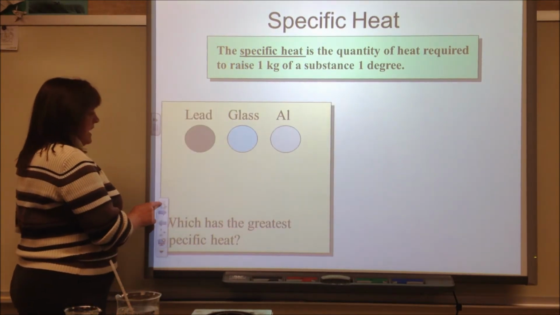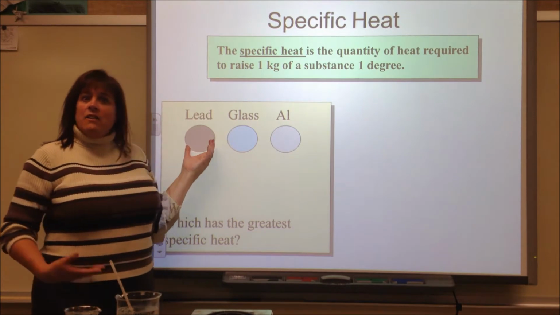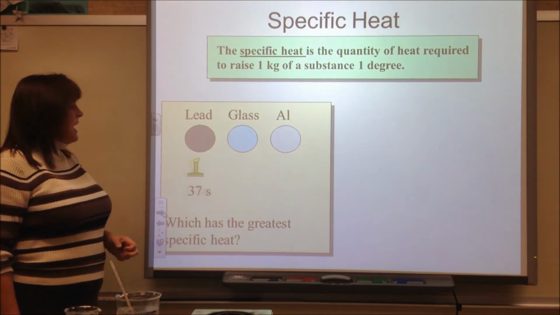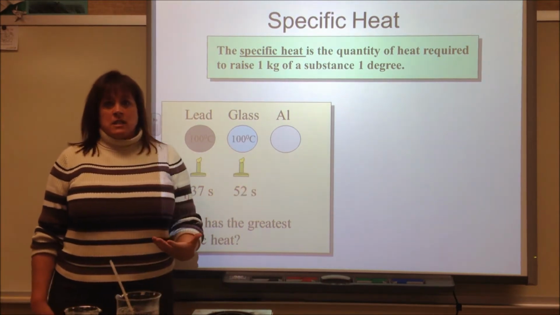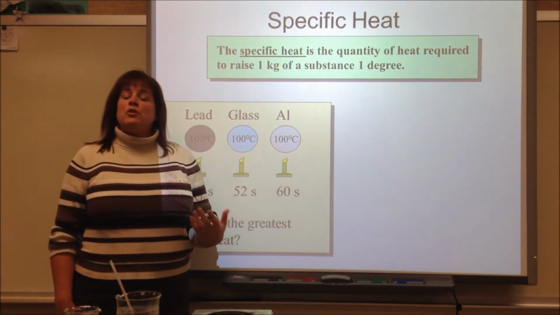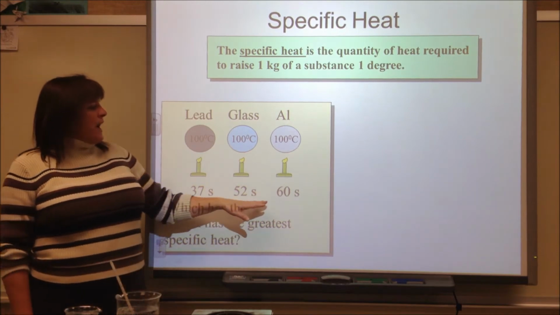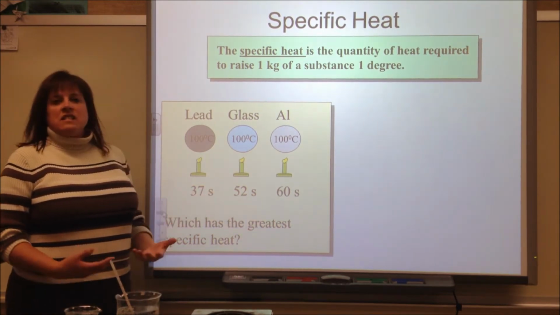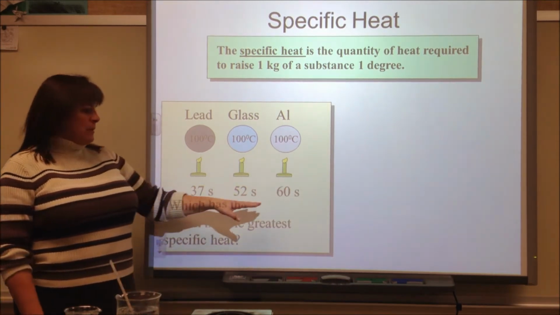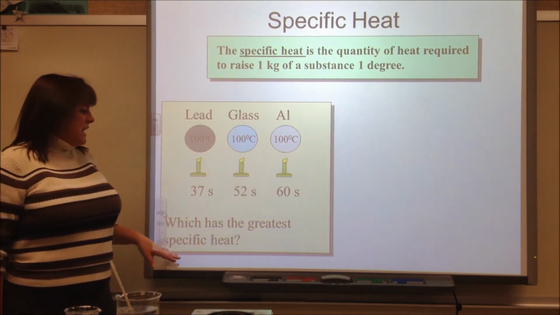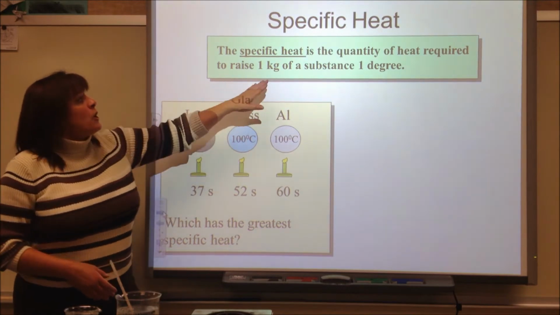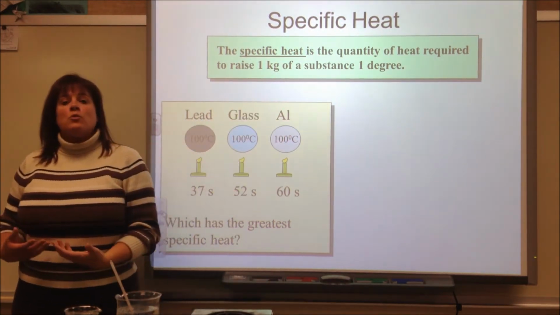Now, if we take a look at a couple different materials, here's lead. Lead is a metal. Here's glass. There's aluminum, also a metal. And I heat each of these substances. I apply heat and I transfer heat in to increase their temperatures to 100 degrees. What we would find is that the lead doesn't take very long to heat to 100 degrees, whereas the aluminum takes 60 seconds, so a longer period of time. What that means then, if we think about which has the greatest specific heat, is that the one with the higher specific heat requires more heat to raise 1 kilogram 1 degree.